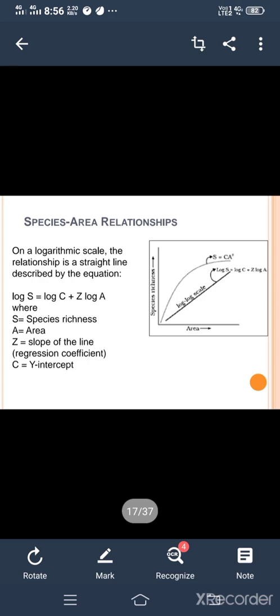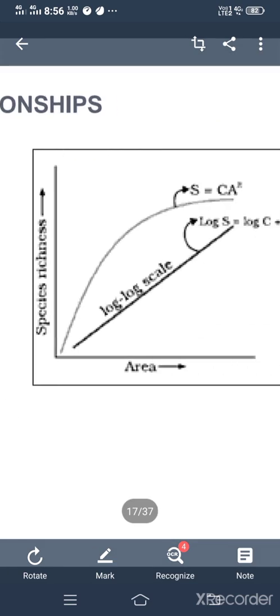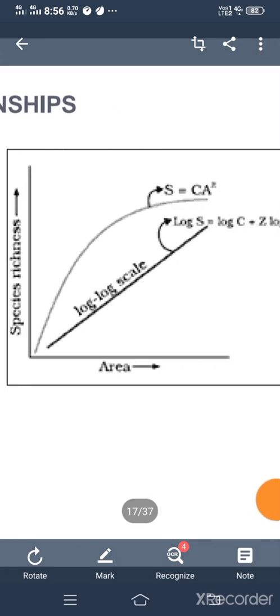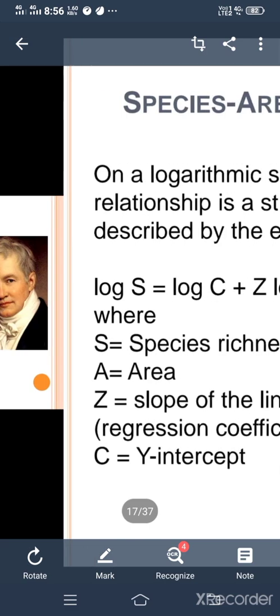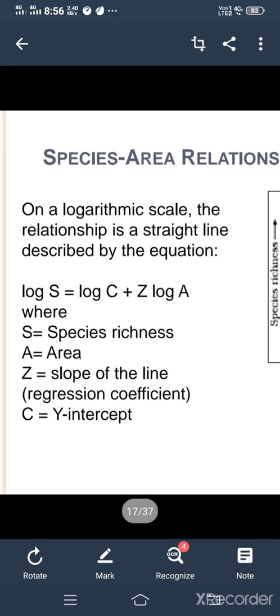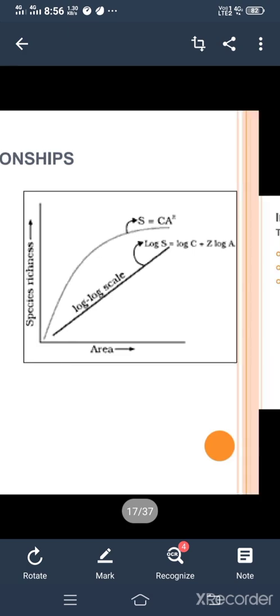This is the graphical representation of the species area relationship. This is a compulsory question. You are supposed to write this graph and the formula. On the logarithmic scale, the relationship is a straight line described by the equation log S = log C + Z log A. In this equation, S is species richness, A is area, Z corresponds to the slope of the line, and C is the y-intercept. Let us see it with the graph.